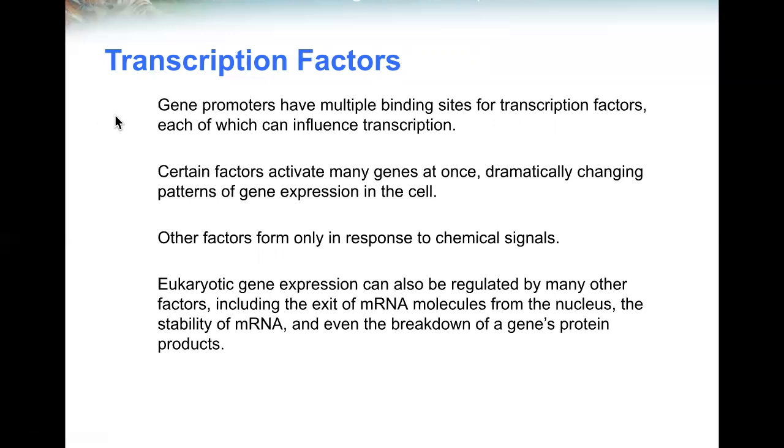Gene promoters have multiple binding sites for transcription factors, each of which can influence transcription. Certain factors activate many genes at once, dramatically changing patterns of gene expression in the cell. Other factors form only a response to chemical signals. Eukaryotic gene expression can also be regulated by many other factors, including the exit of mRNA molecules from the nucleus, the stability of mRNA, and even breakdown of the gene's protein products.